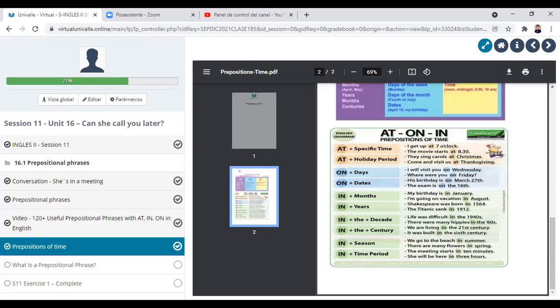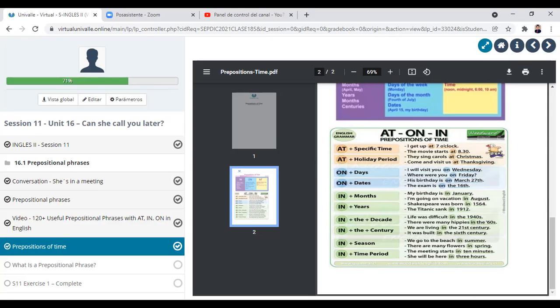Also in here, we had some examples. We use at for a specific time. I get up at 7 o'clock. The movie starts at 8:30. At for holiday periods. They sing carols at Christmas. Come and visit us at Thanksgiving. On for days: I will visit you on Wednesday. Where were you on Friday? Also on for dates. His birthday is on March 27th. The exam is on the 16th.